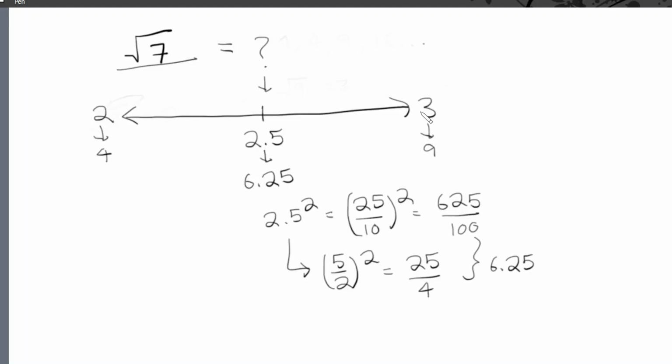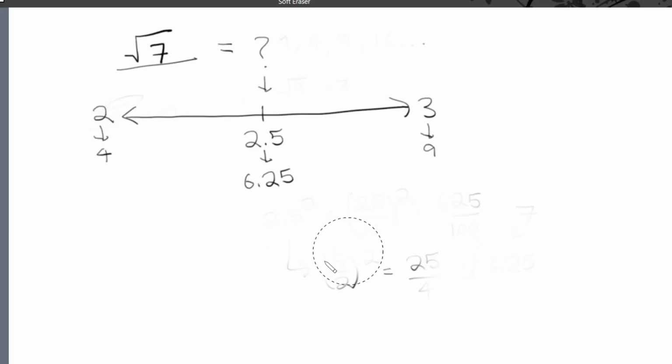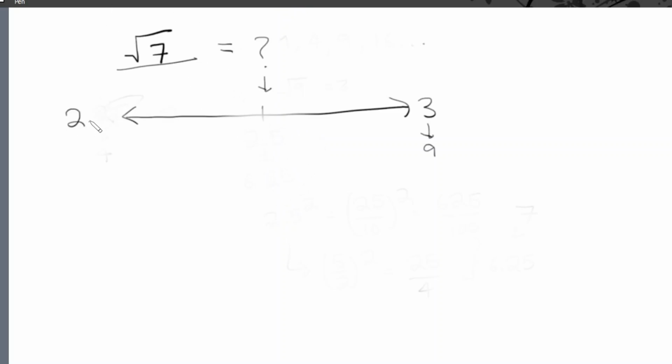Okay, so great. So now we know that 2.5 squared is 6.25. But the important thing to know is obviously that 6.25 is less than 7. And why is this important? Well, since we know now that 6.25 is less than 7, we know that the square root of 7 has to be greater than 2.5. So now we can get rid of this 2, and now we can move in 2.5 here because we know that it's greater than this.